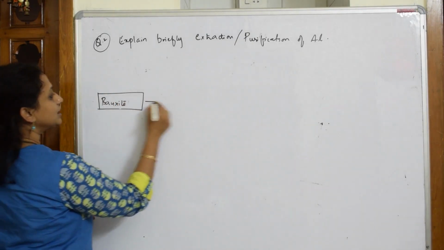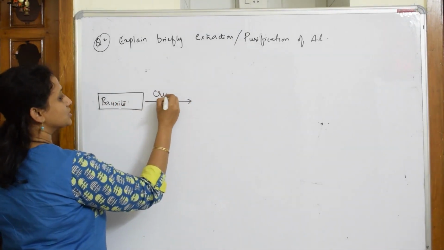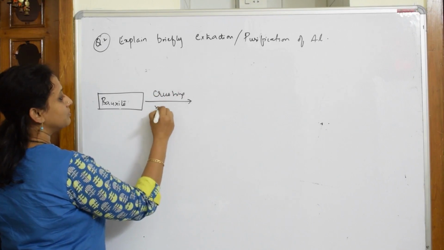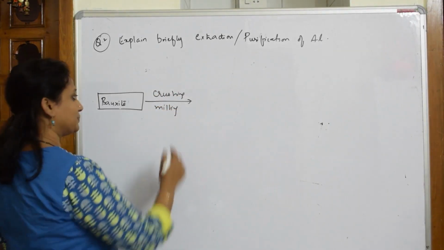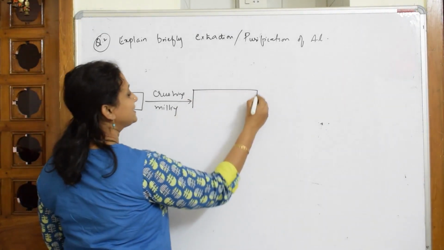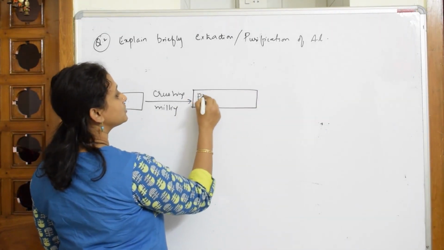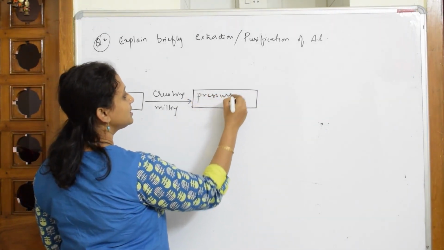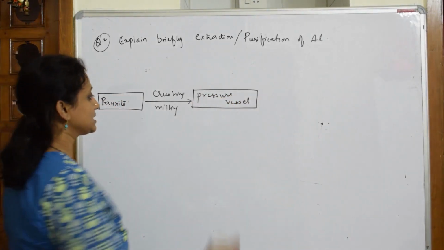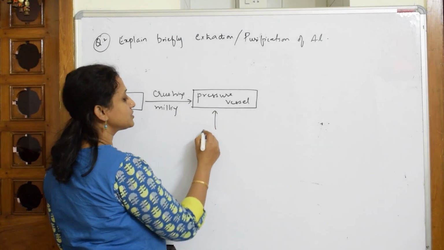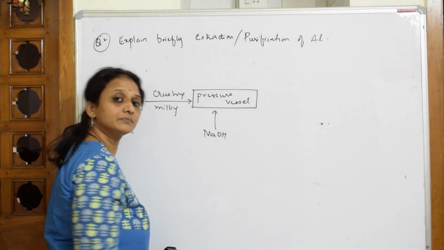So this bauxite is first sent for crushing or milling. Once it is sent for crushing and milling, what happens? This whole thing is sent into a vessel called a pressure vessel. This whole process occurs in a pressure vessel. Right. Now, to this pressure vessel, you are going to add sodium hydroxide.